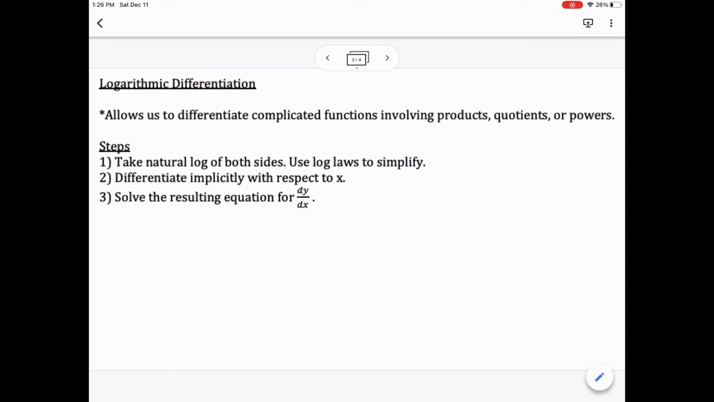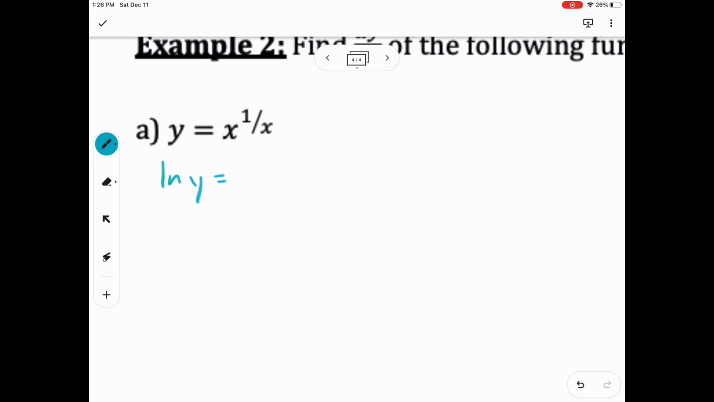Okay, so one of the tactics, kind of like that one, is to be able to use some log rules to help us make finding the derivatives a little easier. So what we're going to do is we're going to take the natural log of both sides first, and then use some log laws to help us simplify, and then we'll take the derivative, and then we'll solve the resulting equation for dy over dx. So the first one I have y equals x to the 1 divided by x power. So here I take the ln of both sides. That allows me to move the 1 divided by x out front.